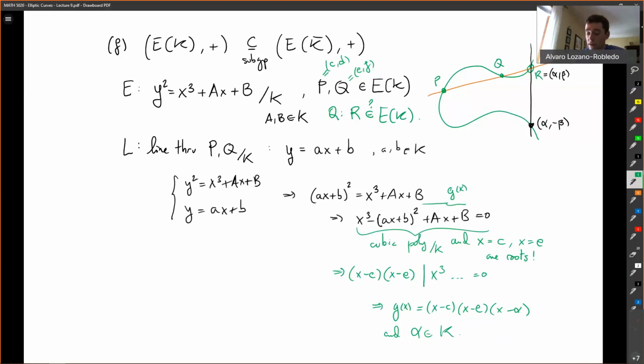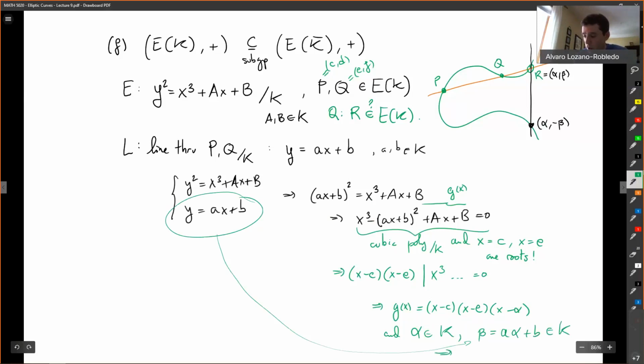Okay, and then is the beta coordinate going to be in K? Because it is given by a quadratic in y. No, but that point is also in a line. So now using this equation, that tells me that beta is a alpha plus b. It is also in K, and therefore R is defined over K. Okay, and that's all I needed. So if you have points over K, the addition of the points will be over K.